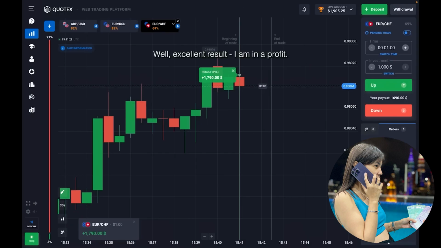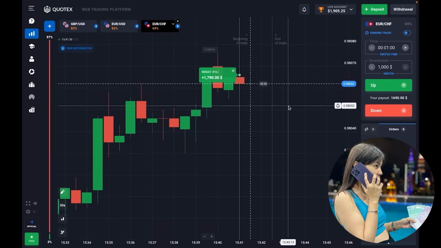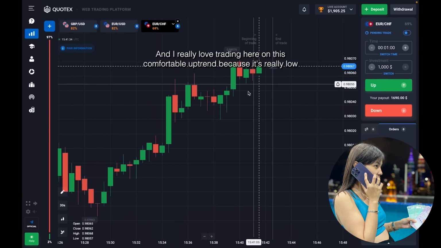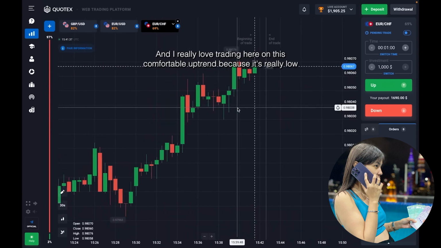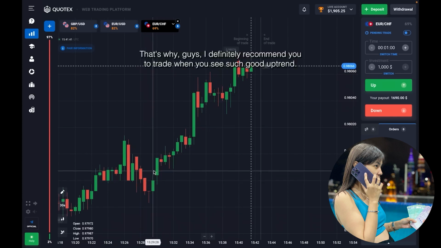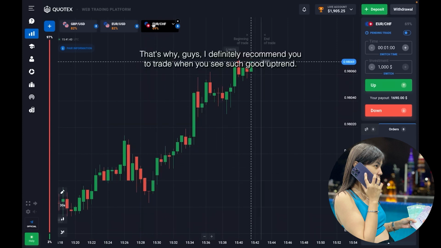Excellent result again. I'm in the profit. So I really love trading here on this comfortable uptrend because it is really low risk and it's kind of reliable. So that's why, guys, I definitely recommend to trade when you see such a good uptrend. It's a really good signal for you.